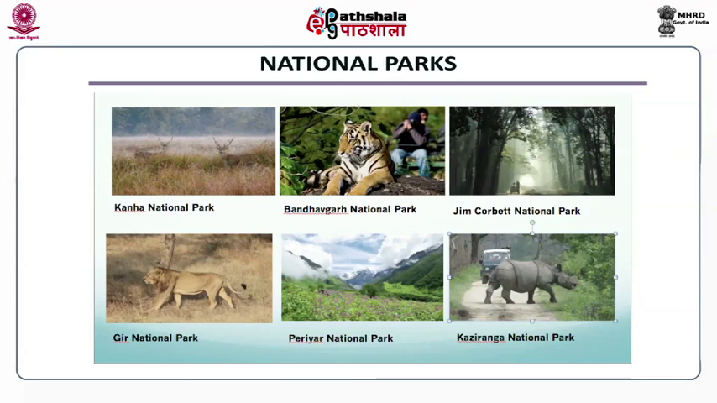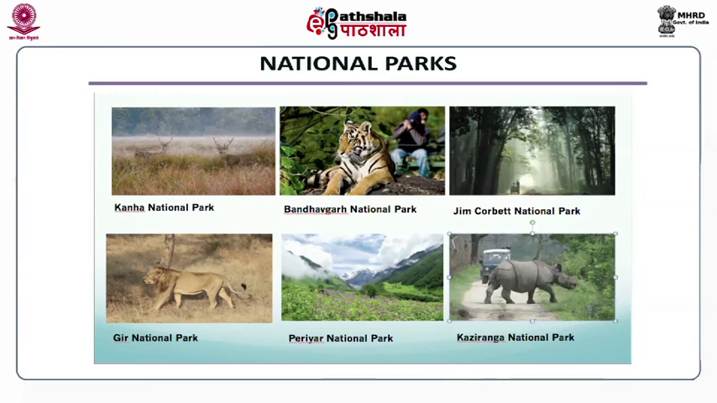This slide shows the pictures of the different national parks. The first picture is from Kanha National Park, the second one is from Bandhavgarh National Park, then Jim Corbett National Park, then Kaziranga National Park, then Periyar National Park and Gir National Park. Please have a look either on the website of the Ministry of Environment, Forest and Climate Change or different Google sites to know about these national parks.